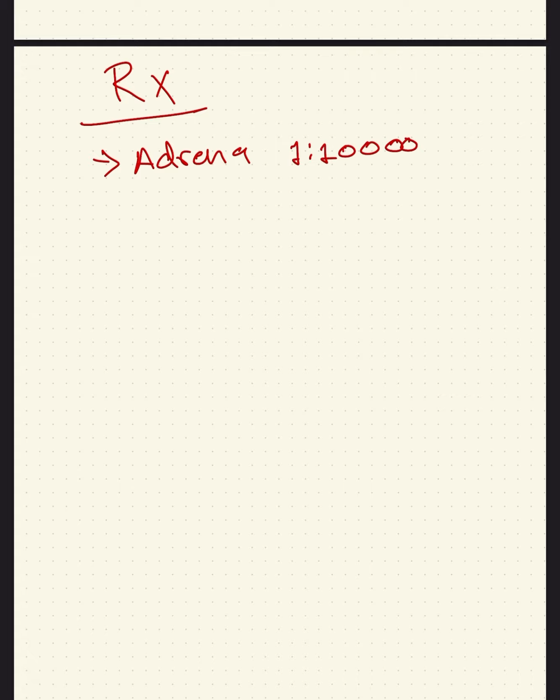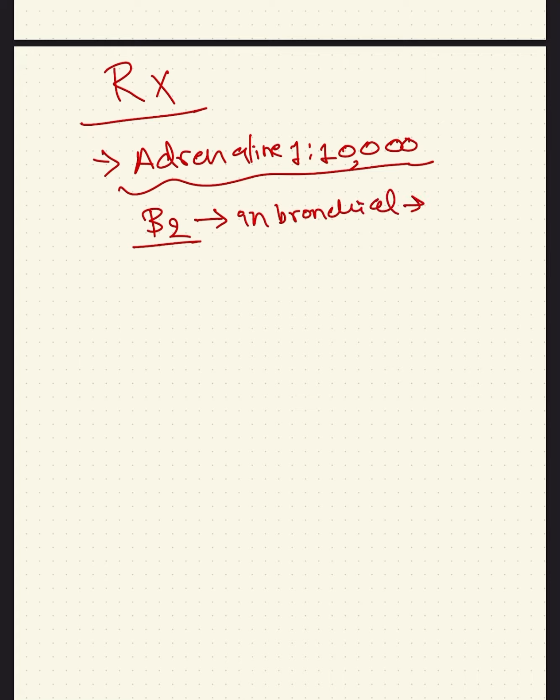Now, what is the treatment? For this type 1 hypersensitivity reaction, the drug of choice is adrenaline in 1:10,000 dilution, right? How does the adrenaline relieve the type 1 hypersensitivity reaction? It binds to the beta 2 receptors in the bronchial smooth muscle, and it causes bronchodilation, right?